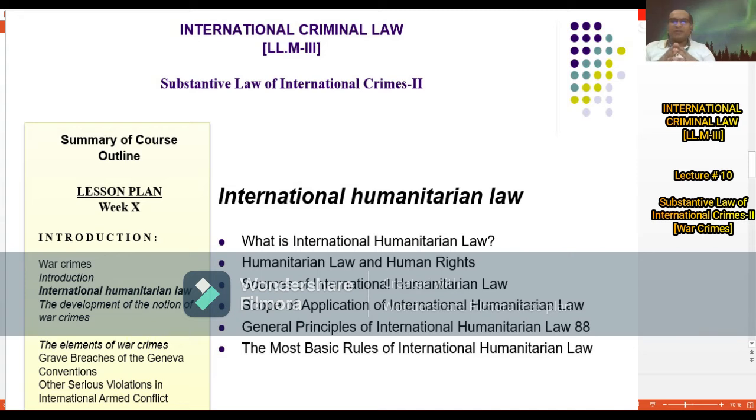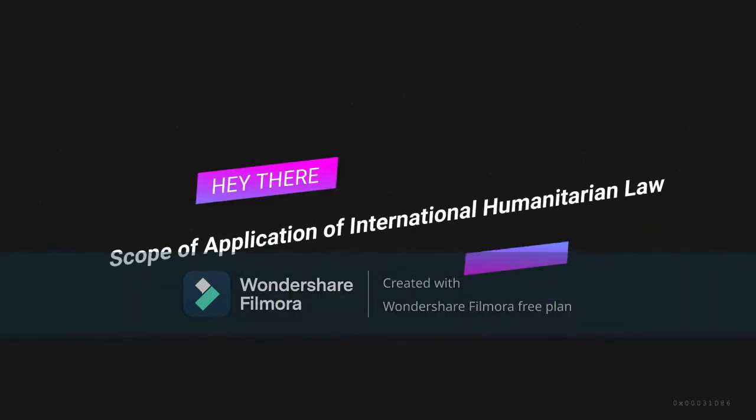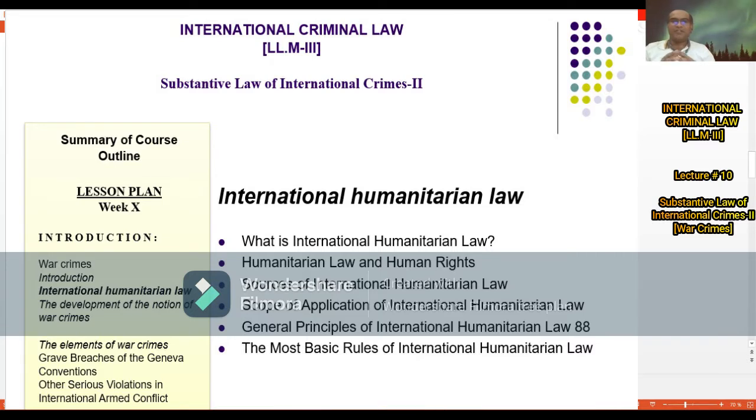Our next topic is the scope of the application of international humanitarian law, and this is very important. International humanitarian law will generally apply only to armed conflict. Therefore, it does not apply to situations of internal disturbances and tensions, such as riots, isolated and sporadic acts of violence or other acts of a similar nature. With regard to armed conflict, international humanitarian law distinguishes between international and non-international armed conflicts, or civil wars.